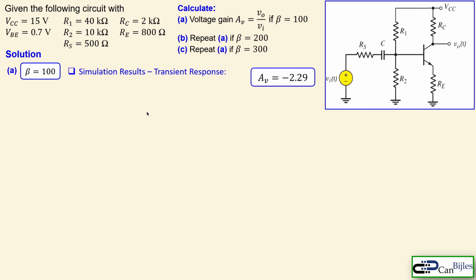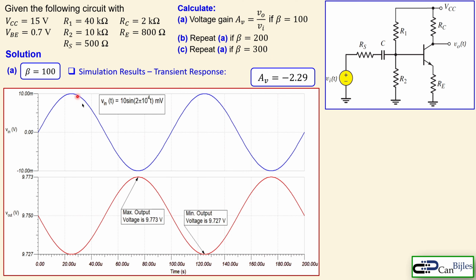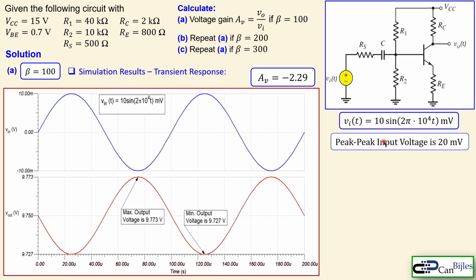Now moving on to the transient response, and we would now like to know if the gain is correct. Now we have an input voltage which is 10 millivolts peak, and we have a frequency of 10 kilohertz. That's the blue line, and the red line is the output. You can see it is an inverted version. The maximum output voltage here is 9.773 volts and the minimum is 9.727 volts. So this is the input, and the peak-to-peak input voltage is 20 millivolts, because 10 millivolts up and 10 millivolts down.